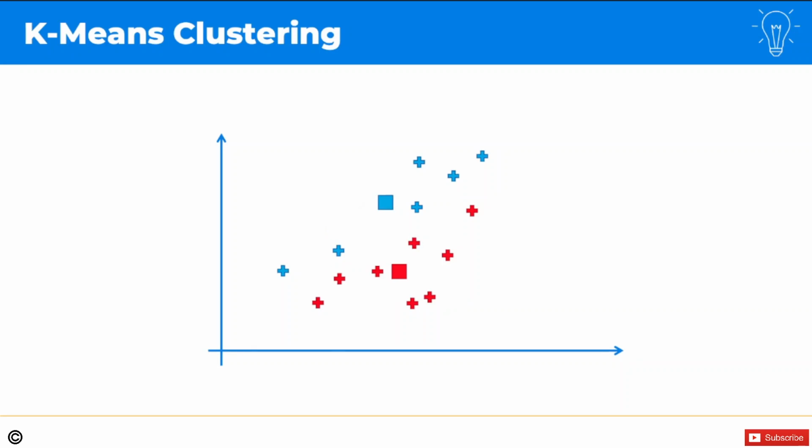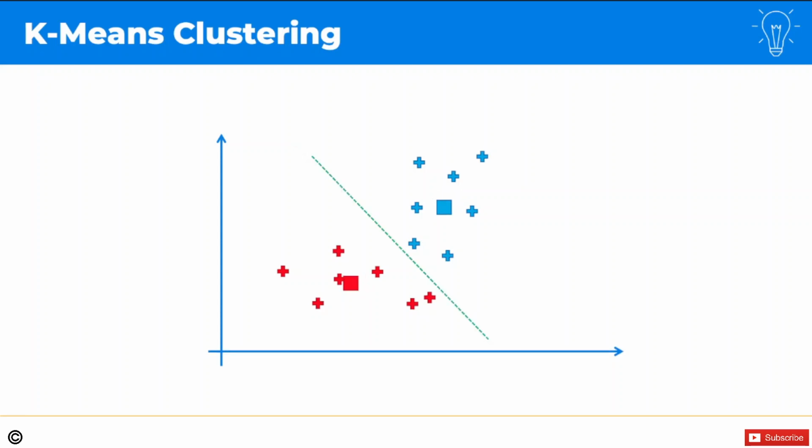Once they've moved, we repeat the process. We reassign data points to the closest centroid. So again, equidistant line, change the colors of the data points and assign. And again, we calculate the center of gravity, center of mass, move the centroids, do the process again. Reassign, calculate the center of mass, move the centroids, and repeat.